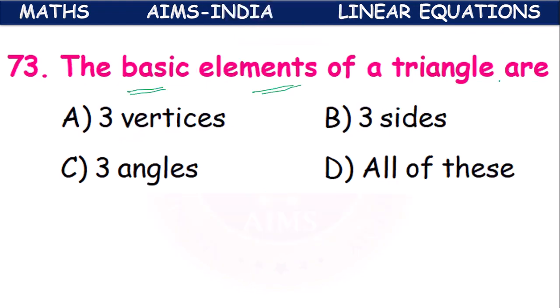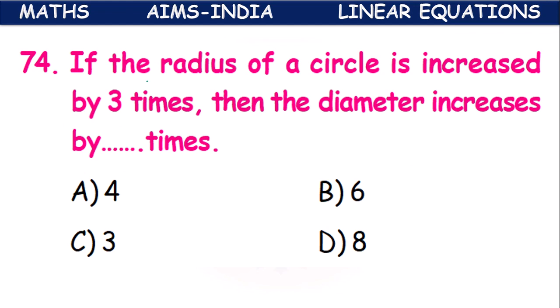The basic elements of a triangle are 3 vertices, 3 sides, 3 angles. So answer all of these. Radius increased by 3 times, diameter increased by 6 times. Repeated question.